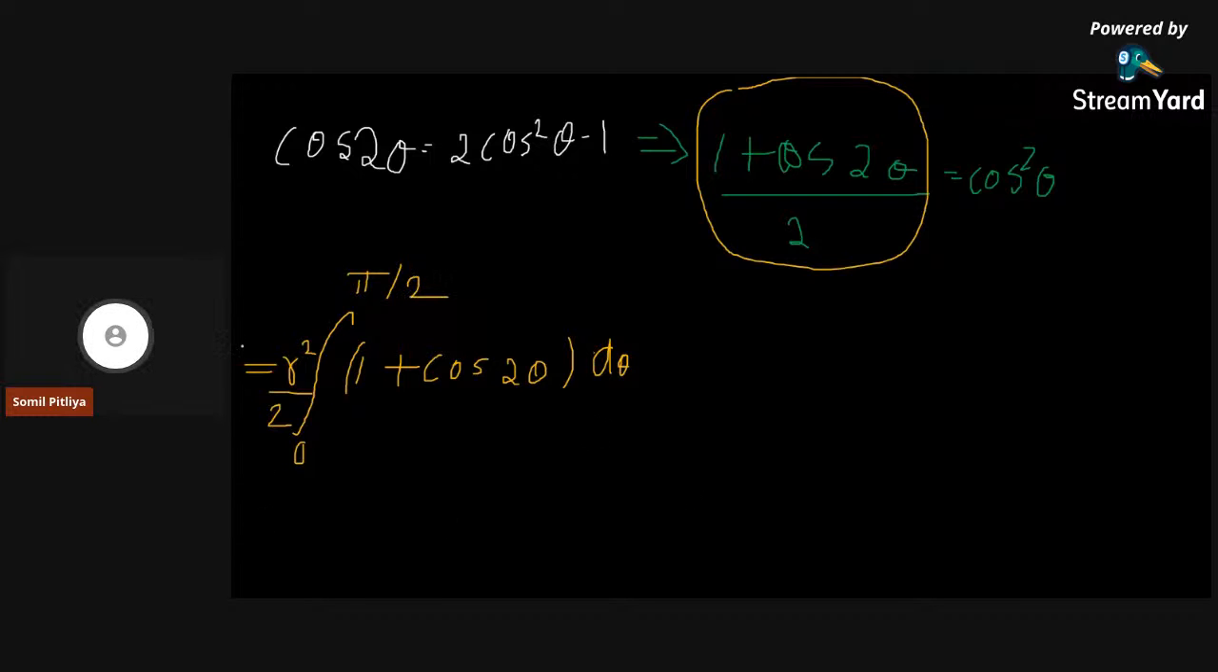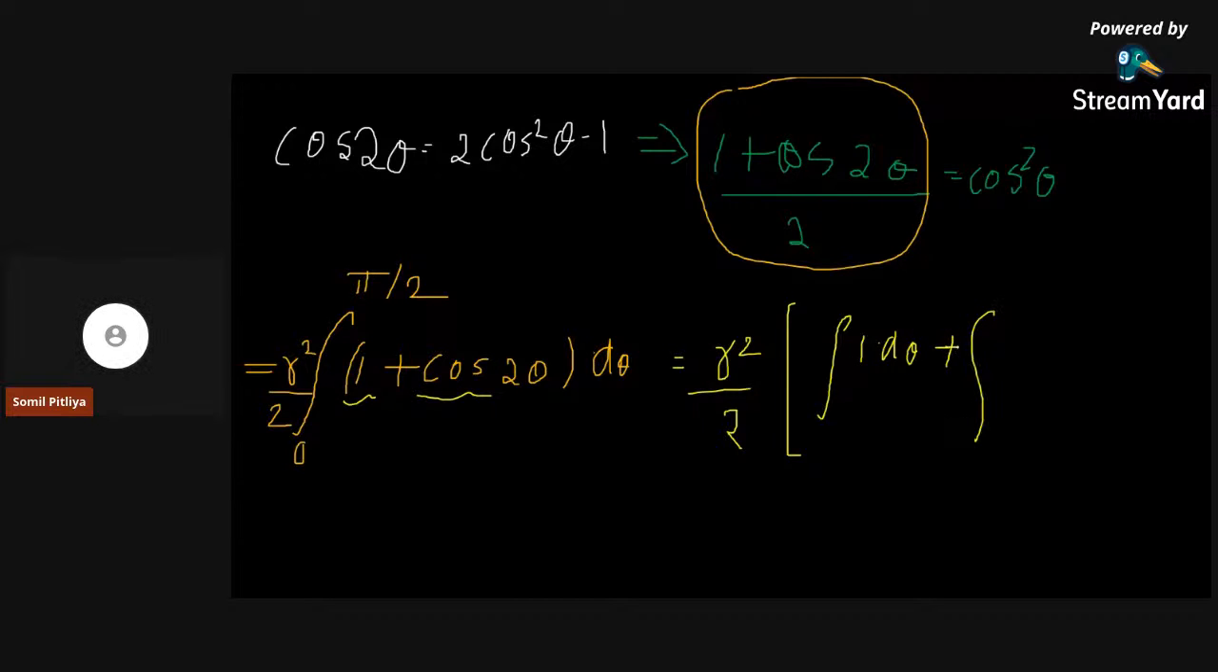Okay, so now I will use this and derive it. Using the basic property of integration, I can write this as the integral of 1 plus the integral of cos 2 theta. R square by 2 is a constant, so I can write this as the integral of 1 d theta plus the integral of cos 2 theta d theta. The limits are the same.